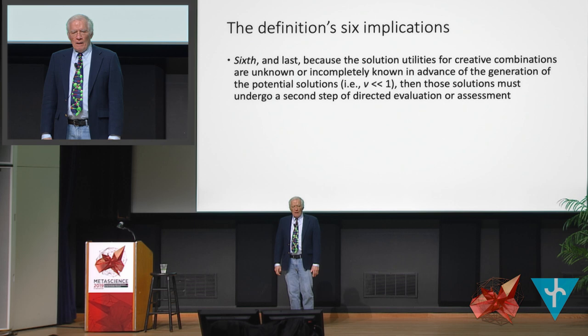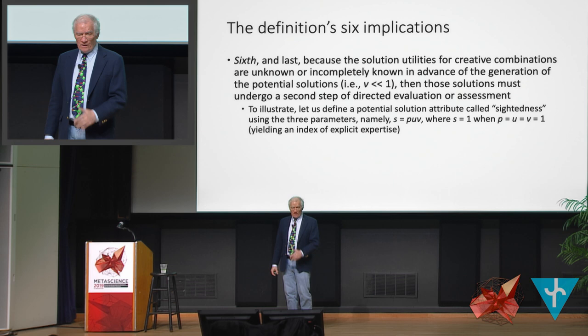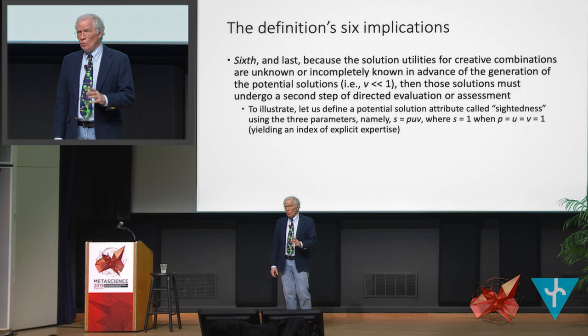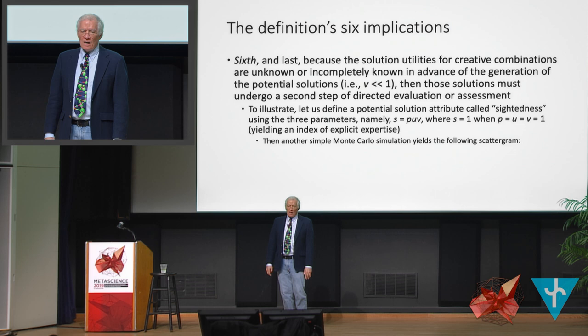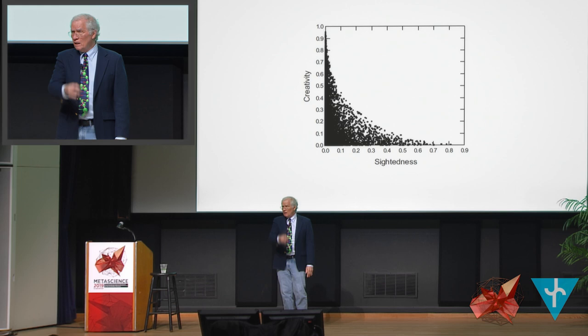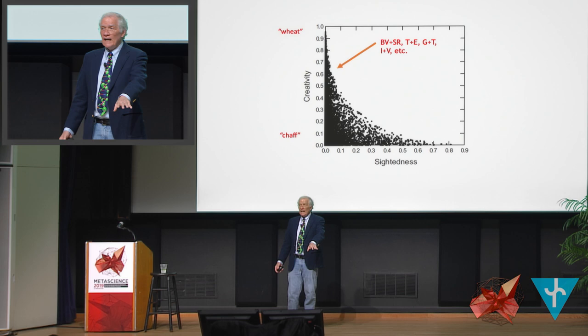To illustrate, let us define a potential solution attribute called sightedness, just the opposite of blindness, using the three parameters. Namely, sightedness, or S, equals P times U times V. So it equals one when all those other parameters equal one. In other words, that's basically an index of explicit expertise. Then another simple Monte Carlo simulation yields the following scattergram. Now we have creativity on the vertical axis, sightedness or expertise on the horizontal axis. Notice that we have very few kernels of wheat at the top and lots of chaff at the bottom that we have to weed through. So we have to use BVSR or trial and error or whatever you want to call it. I don't care what the name is.